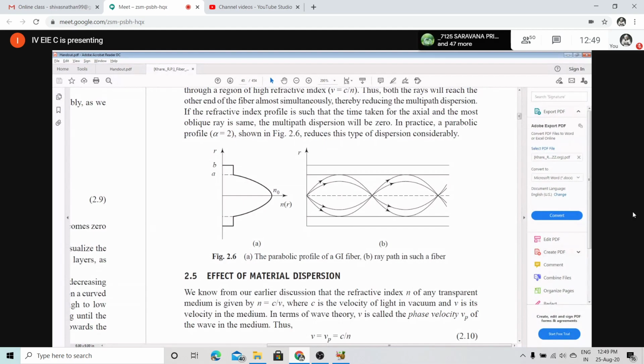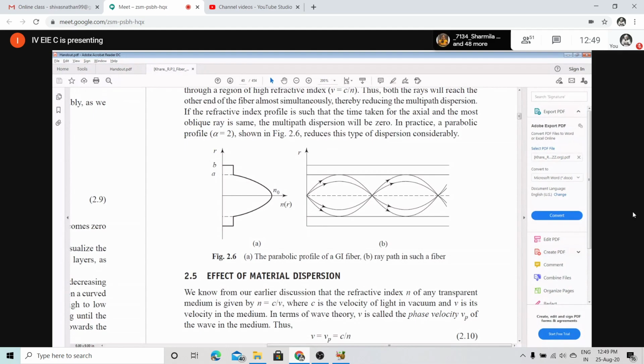I told you already about LEDs, light emitting diodes, and ILDs, injection laser diodes, which are used as sources of light inside optical fiber communication. To understand how these sources work, you need to know what a semiconductor is first. So what is the role of semiconductor? What do you mean by a semiconductor?